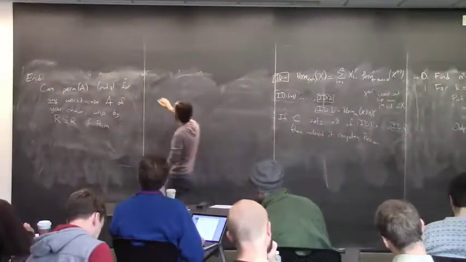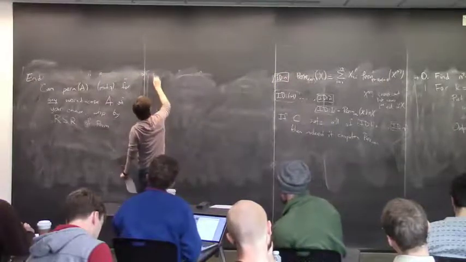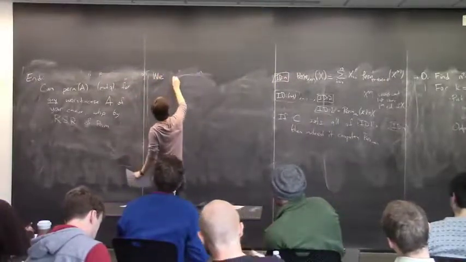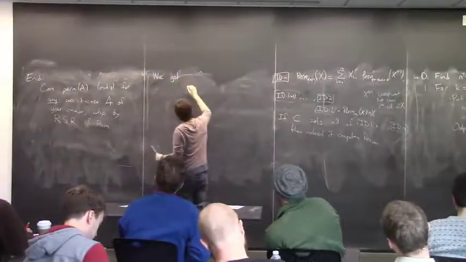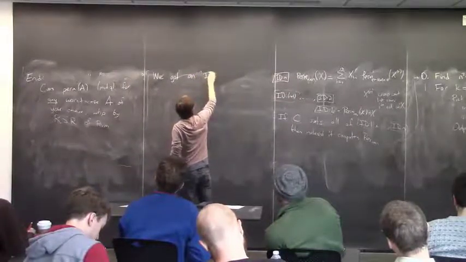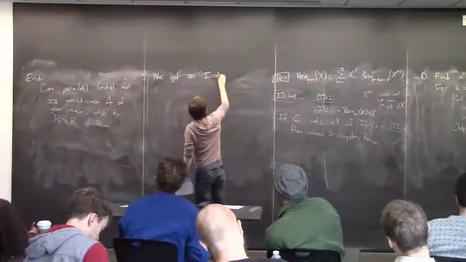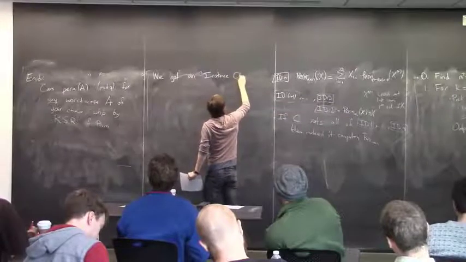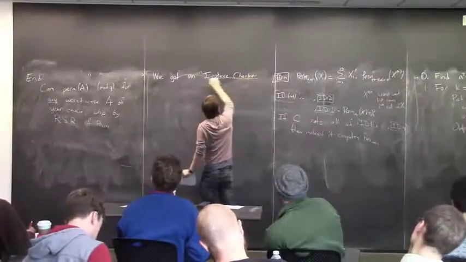Okay, so what we just got here is called an instance checker for the permanent. And this is actually a relatively important concept in complexity theory, which I'll now define. We got an instance checker for permanent.